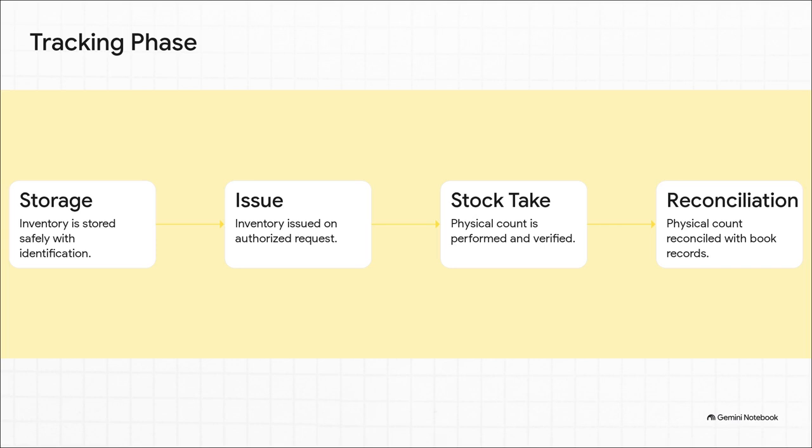It leaves the rack based only on authorized requests. Then we hit the core of the audit. Step 7, stock take, doing the actual physical count. And finally, Step 8, reconciliation. This is where that physical count from the floor is matched directly back to our book records.